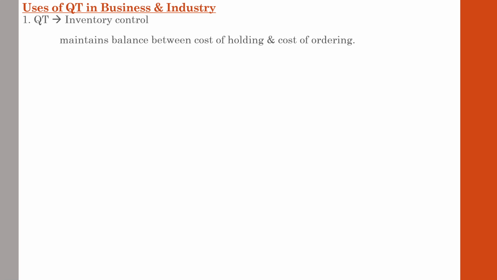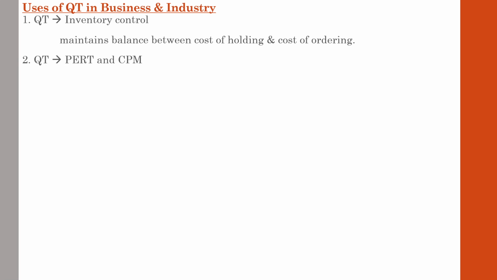And cost of ordering, when to order and excessive ordering, is also an important area where a decision has to be taken. Proper decisions are required in both areas, when to order and the cost of ordering. And QT helps the organization in maintaining a balance between cost of holding as well as cost of ordering. Then only can the organization effectively maintain inventory control.